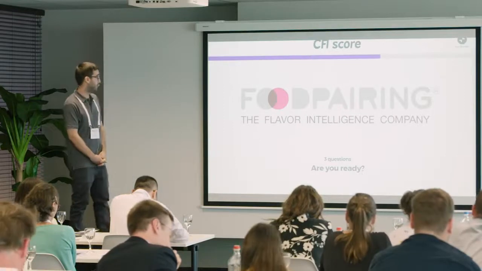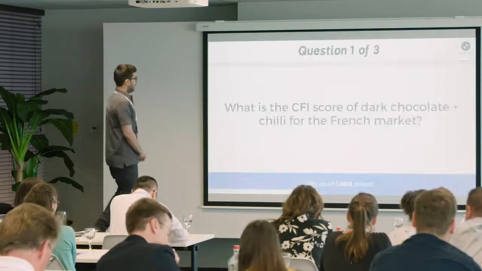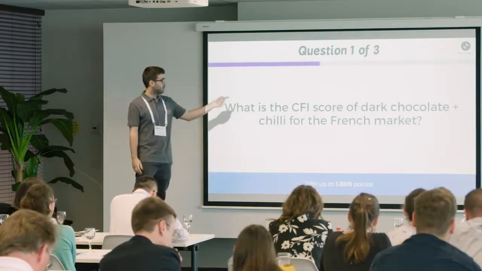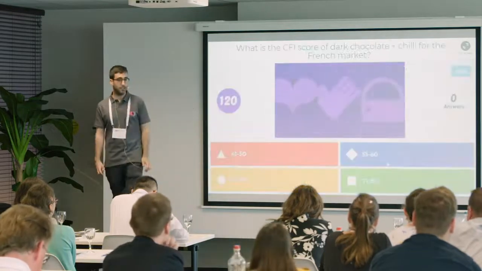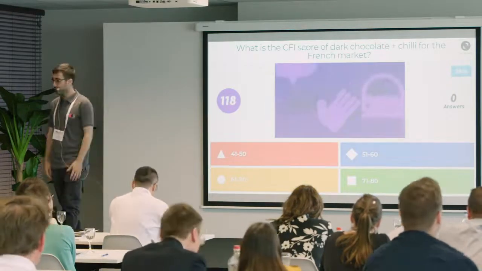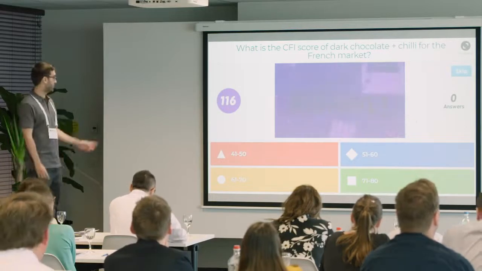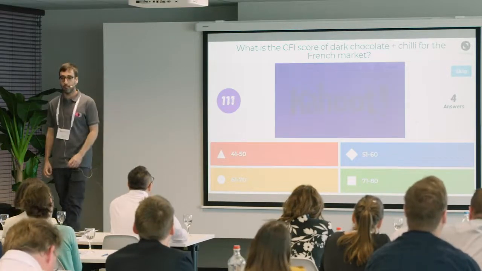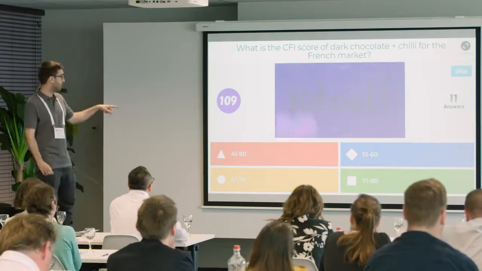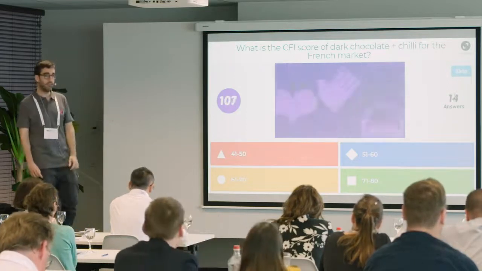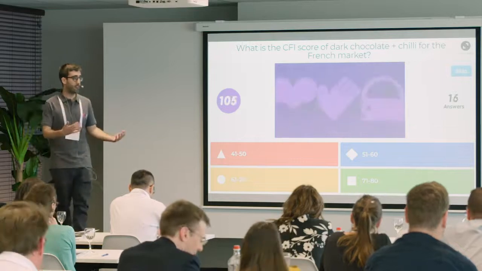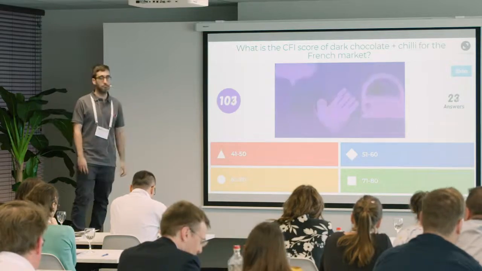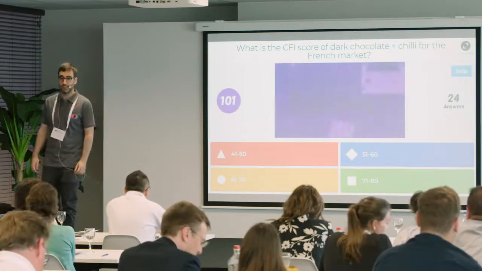You will see 3 concepts. So what is the CFI score of dark chocolate with chili pepper in the French market? In your screens, you will see 4 icons, each one belonging to a different CFI range, and you can push the one that you believe is the most accurate.